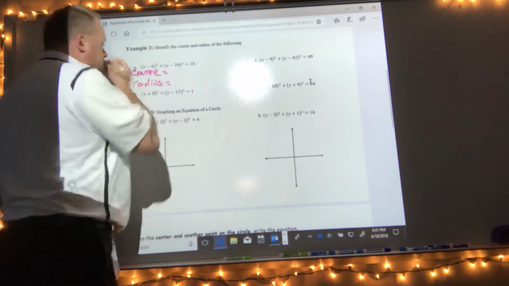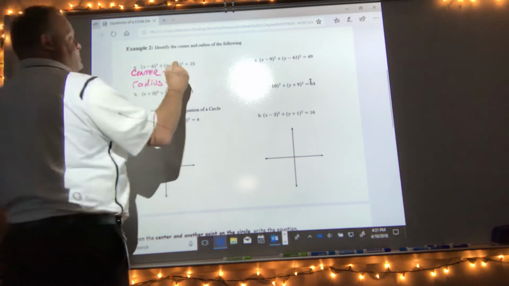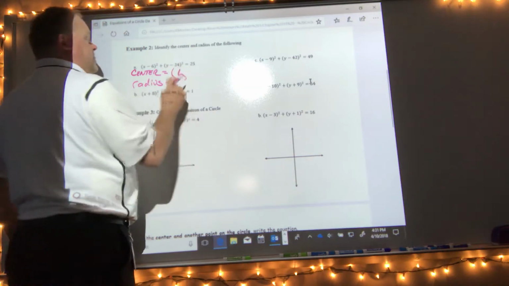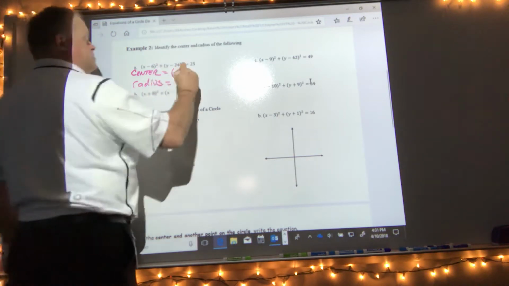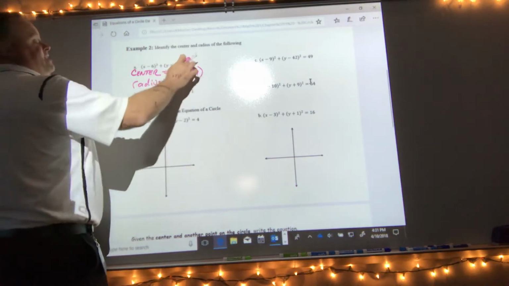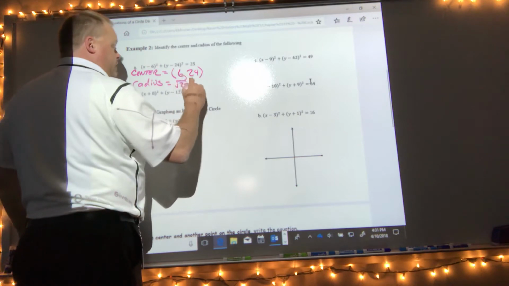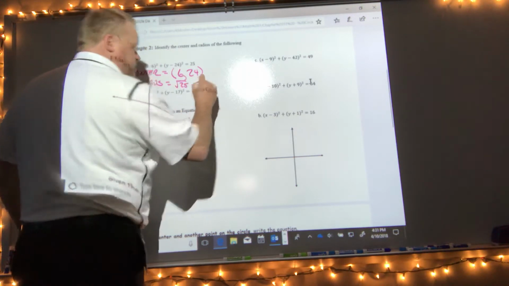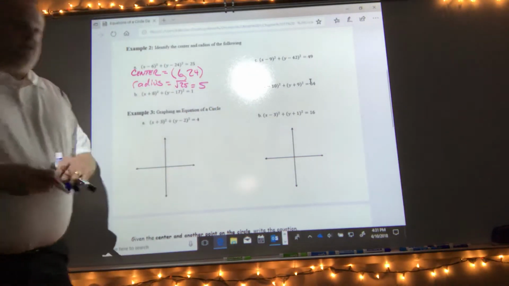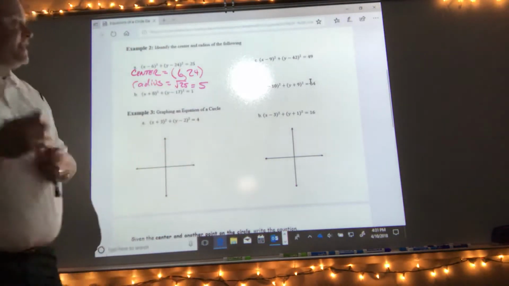By center, it is a -6, so it's going to be a positive, the opposite sign. y minus 24, so it's a positive 24. In my radius, it is a 25. So my radius is the square root of 25, which is just 5. 25 is the perfect square of 5. Next one.